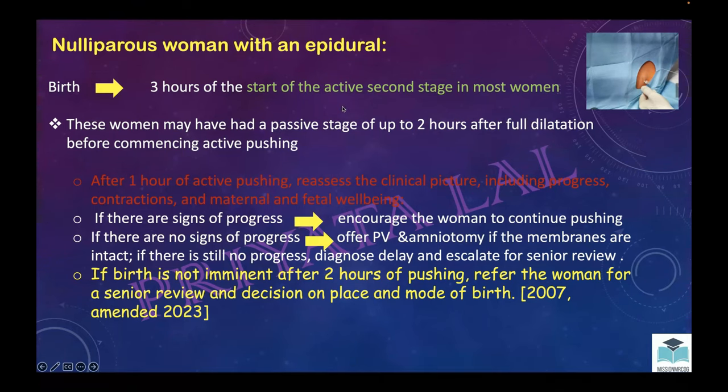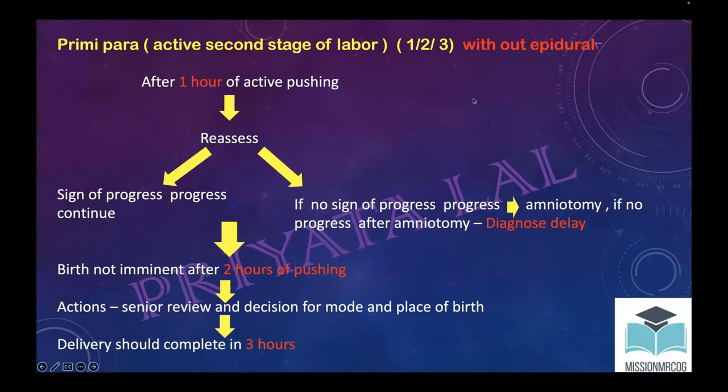Now, this is the flow chart for the primary para without epidural. We see 1, 2, 3, which means we review the patient after 1 hour of pushing, we take a decision after 2 hours of pushing, and we want the patient to deliver by 3 hours of active labor. So after 1 hour of active pushing, you reassess the patient. If there are signs of progress, ask her to push and continue the labor. If no signs of progress but the membranes are there, do ARM. And if there is no progress, diagnose delay.